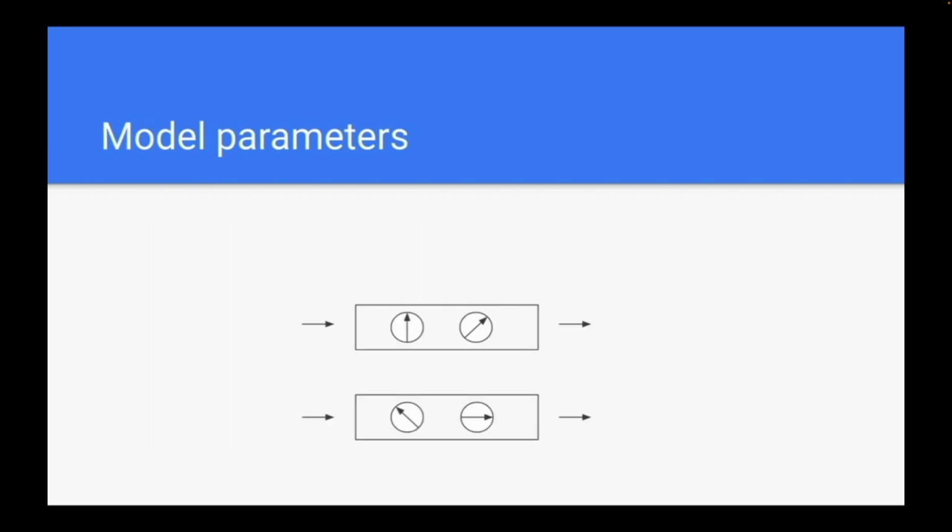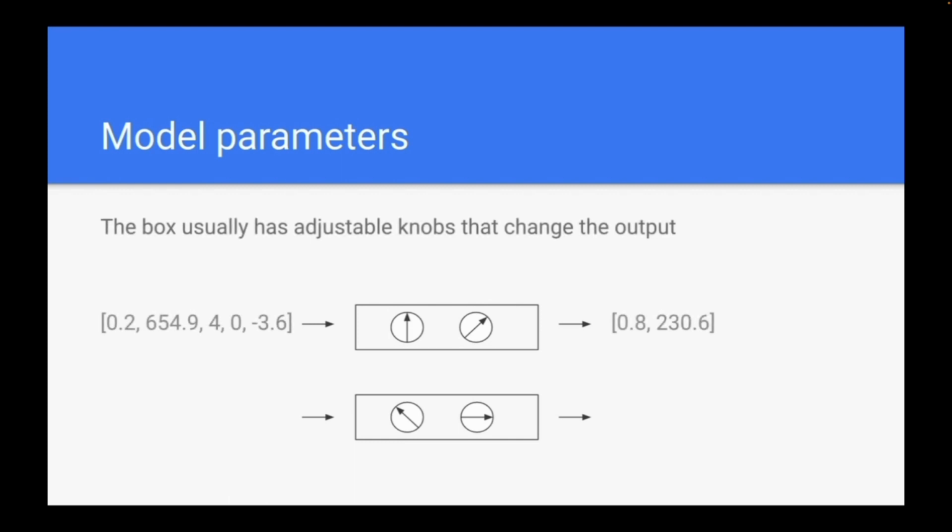Okay, so one of the more important qualities of these models is that they have parameters that you can tune. And so you can think of these as adjustable knobs on the box that probably change the output. So one set of input, one output comes out, you change the knobs, you adjust them, you probably get something different coming out, right? Fairly simple concept.